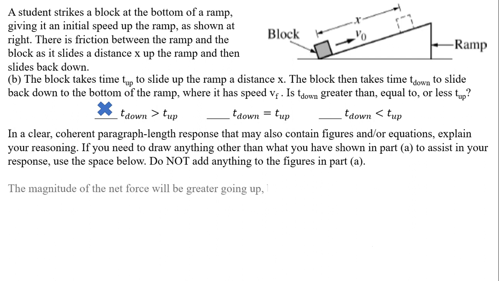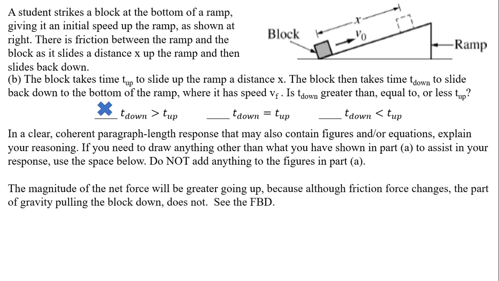Now, let me show you how I did mine. The magnitude of the net force will be greater going up. Has to be. You have to overcome more. Because although the friction force changes, the part of gravity pulling the block down does not. See the free body diagram. That's what I just talked with you about. The larger force will create a larger acceleration up the ramp.